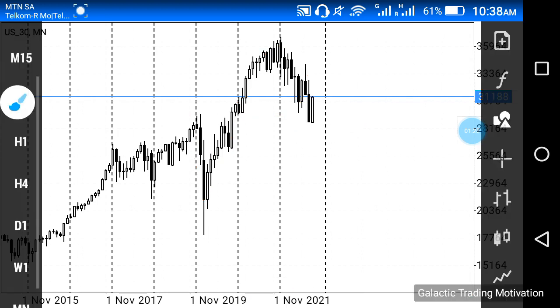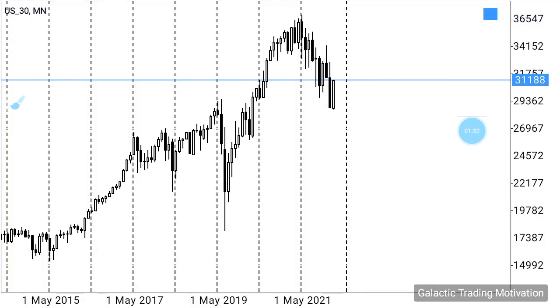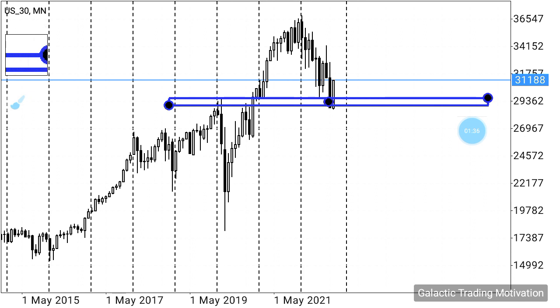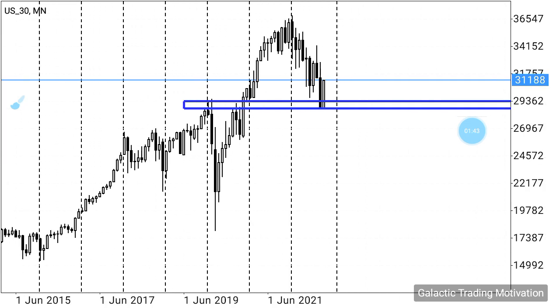I'm just gonna add a line to that neckline of that W structure because it is very much important. Just bear with me while I do so, guys. Let's see. We could say that more or less this is the neckline of that W structure.